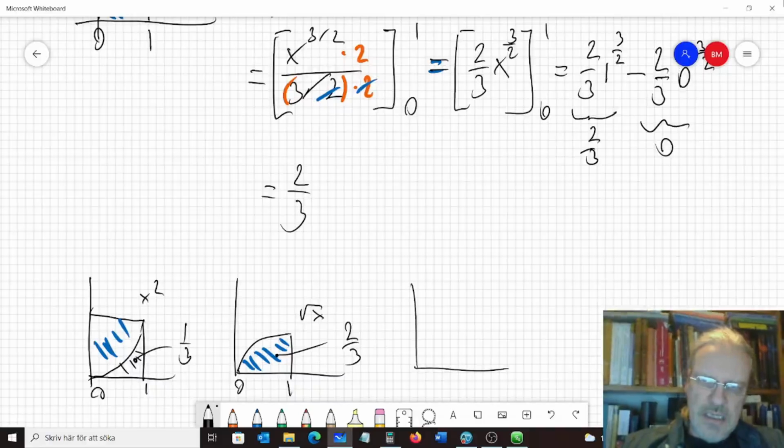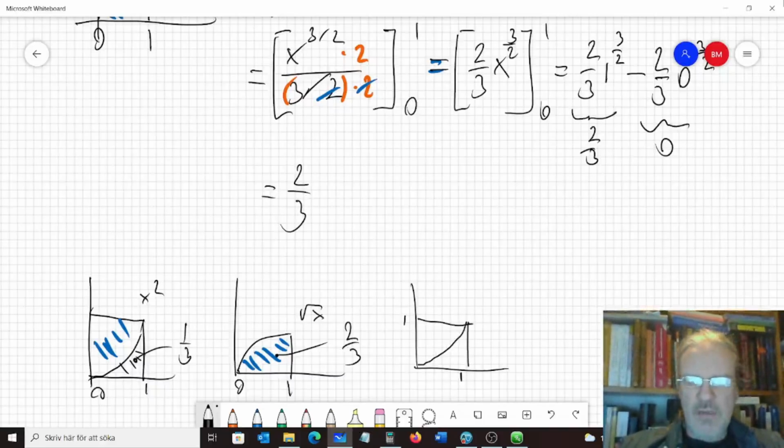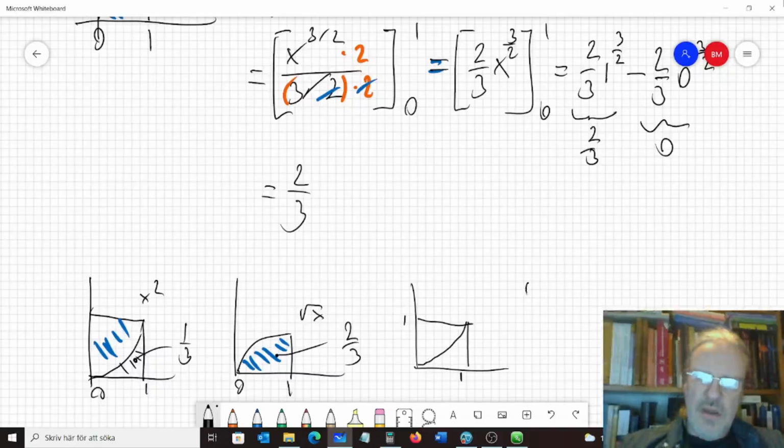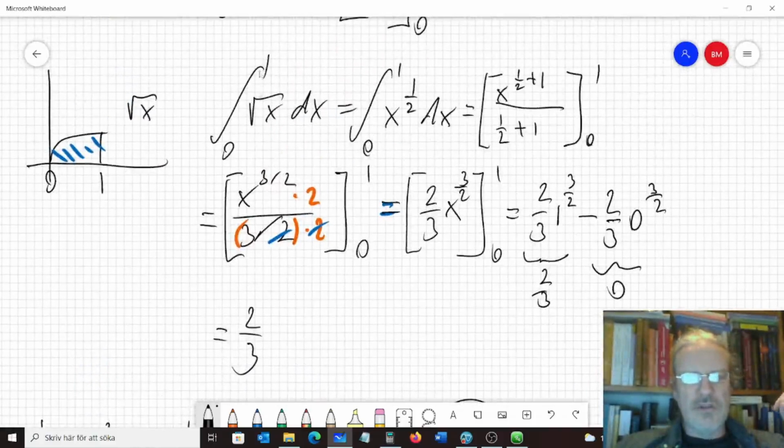And of course, if we add these two areas, we get the area 1, because if we look at the x squared curve, 1 squared is 1. So we have the squared curve like this, and the square root will be the inverse of this. So of course that will form a rectangle with the area 1 times 1 is 1. 1/3 plus the 2/3 equals 1, which is pretty cool. But anyhow, we can see that we can do integrals also with functions like this, square roots and the like.